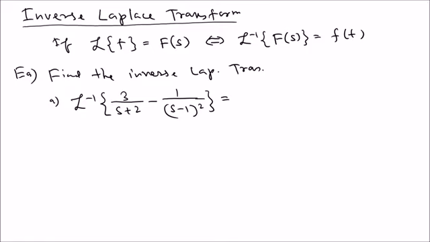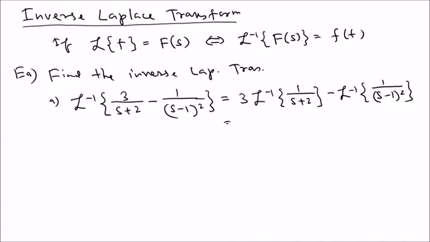So this is the linearity. You take the 3 out, so it's 3 L inverse of 1 over s plus 2, and here you can take the minus sign out, so it's minus L inverse of 1 over (s minus 1) squared. Now let's see how we can do it. The first one is easy. It is 1 over s plus a, one of the formulas in the table. So this is simply 3 e to the minus 2t, opposite sign.